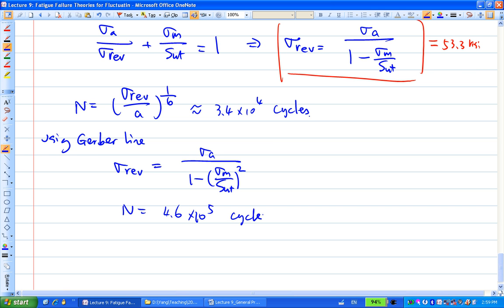Any questions? So I had one of these examples in assignments, and I had one of these examples in last year's midterm, basically calculation of this failure for fluctuating stress.